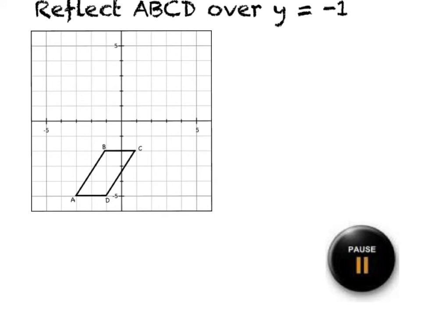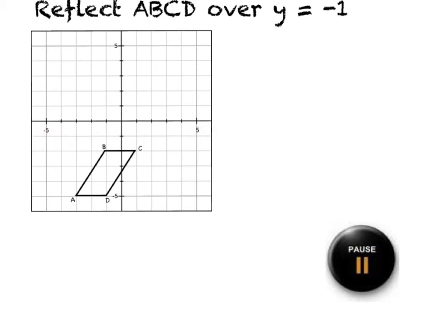All right, ladies and gentlemen, this will be our first reflection. And we're going to reflect parallelogram ABCD over the line y equals -1. So hopefully in your quick review of vertical and horizontal lines, you'll recognize that y equals -1 is a horizontal line. This equation just has a y in it, no x. So it's telling me it goes through the y-axis at -1. So it's going to look something like this.